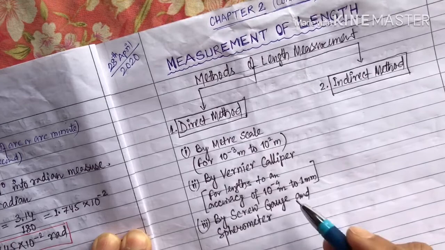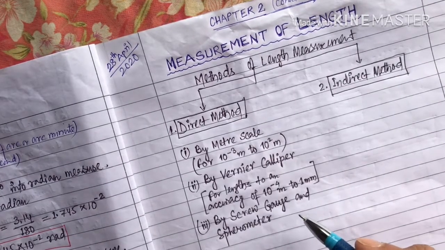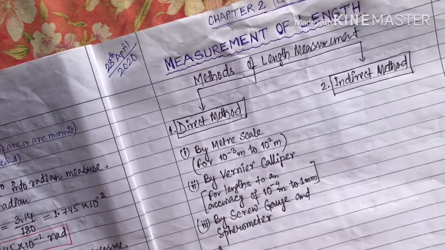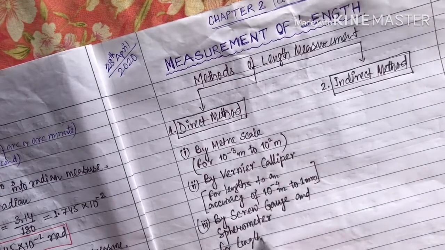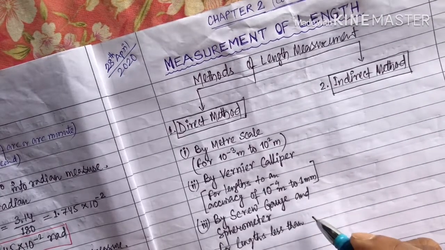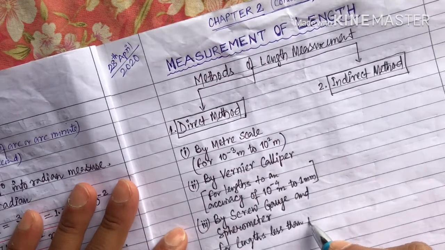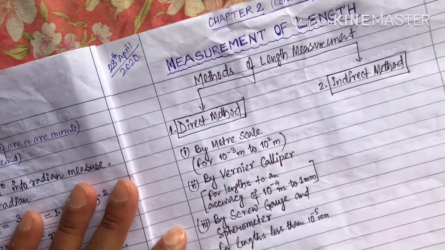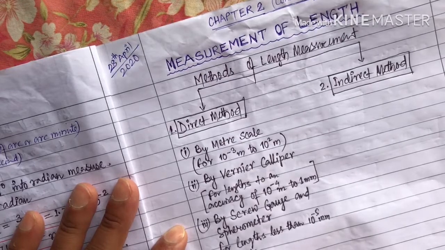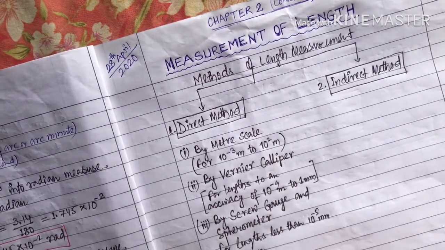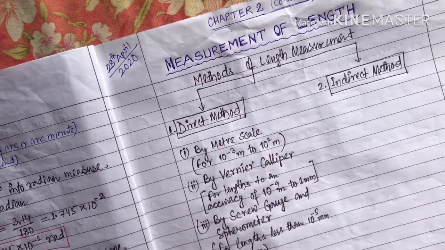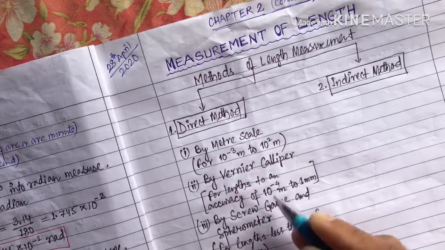So this instrument can measure even smaller than what the vernier caliper does. Okay, so for this we consider the range for lengths less than 10 raised to minus 5 mm to 0.01 mm. So what is 0.01 mm? You can easily make out. So this range we can do by using this screw gauge.